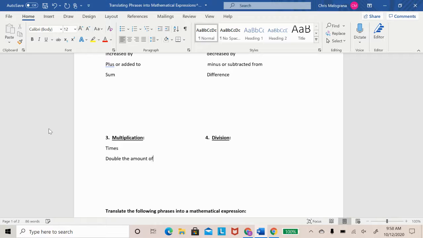One thing you'll see, it'll say double the amount of, or you could say twice the amount of. So if it says, I have double the amount of money that John has, I'm going to multiply it by 2. Or if it says triple the amount, then you're going to multiply it by 3.